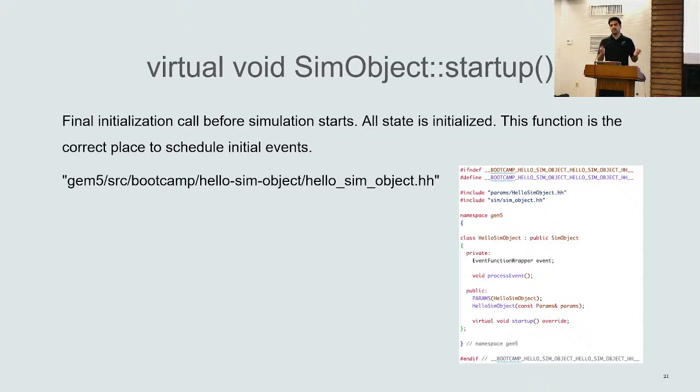So this is called at tick 0. And you can schedule things, kick things off. For example, your CPU would probably be the place to schedule an event which starts reading instructions from the memory and executing them. So this is the place to schedule initial events. We want to keep scheduling events so that we can separate function calls over time. Does that make sense? Any questions?